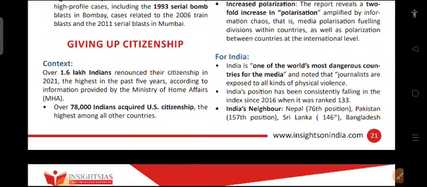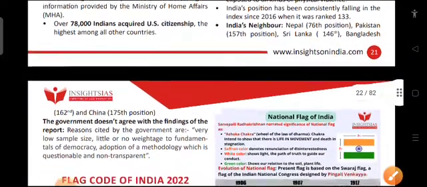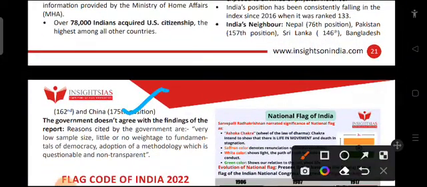India's neighbors, for example Nepal, are performing very well. It is in the 76th position. Pakistan 157, Sri Lanka 146, Bangladesh 162 and China 175. So we have to improve so much in our press freedom.